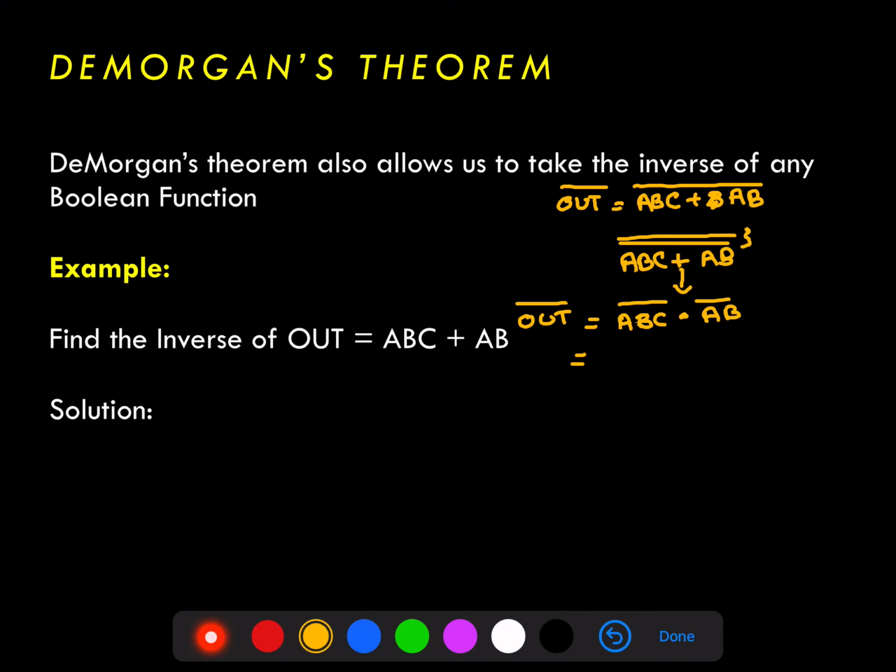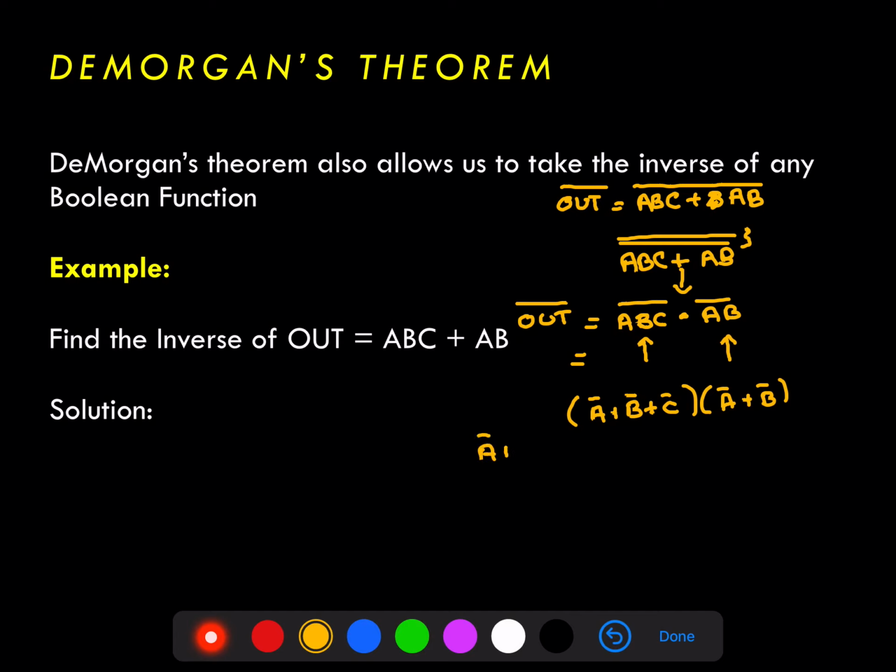Now we can repeat this process to come up with an expression that can be simplified using other Boolean relationships. We can now apply DeMorgan's theorem to ABC naught and to AB naught. And when we do that, we'll get A naught or B naught or C naught ANDed with the DeMorgan's equivalent of AB naught, which is A naught or B naught. From here we can multiply everything out and simplify it.